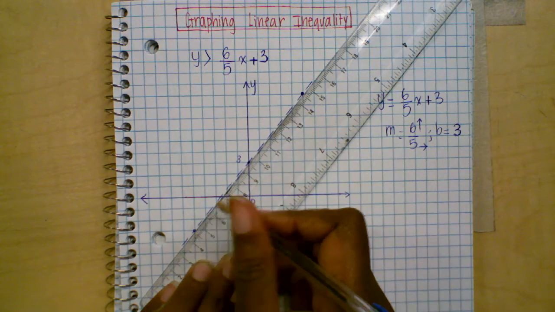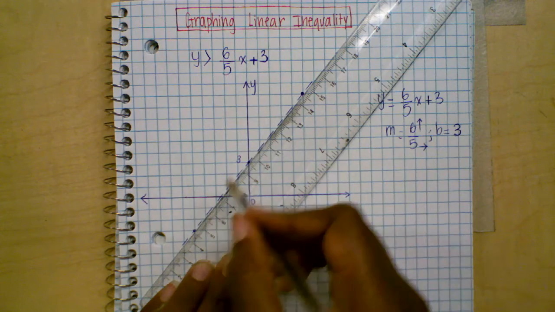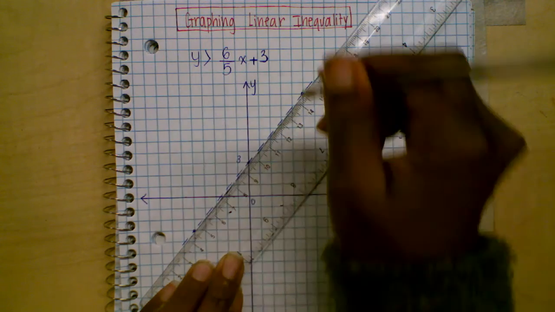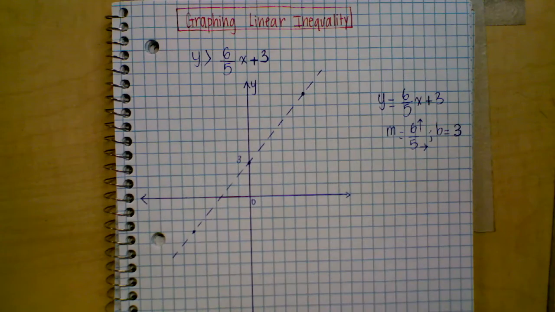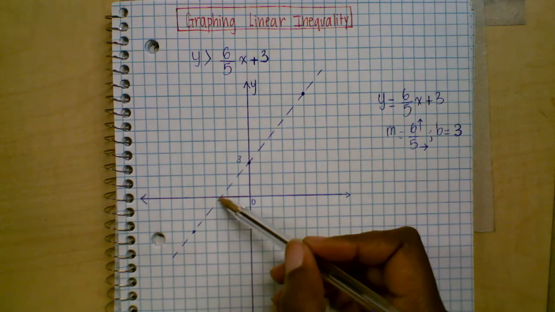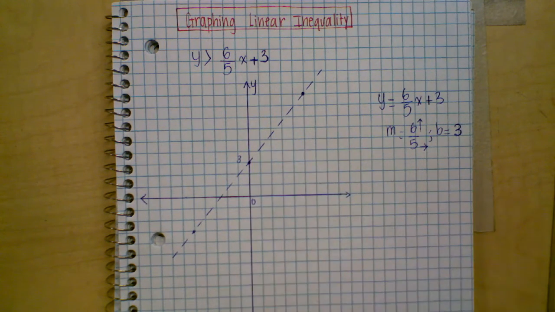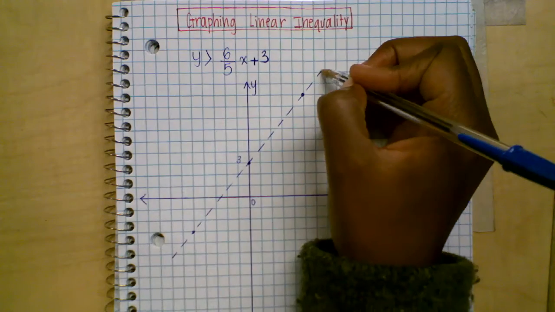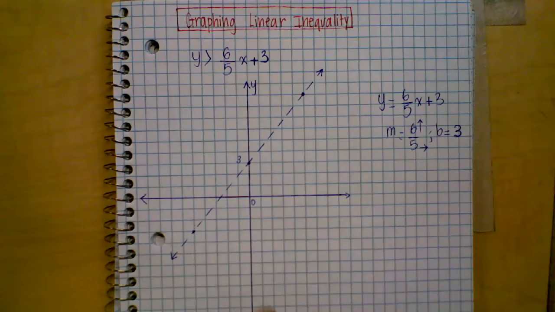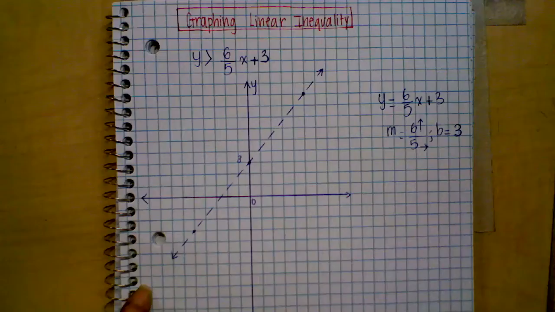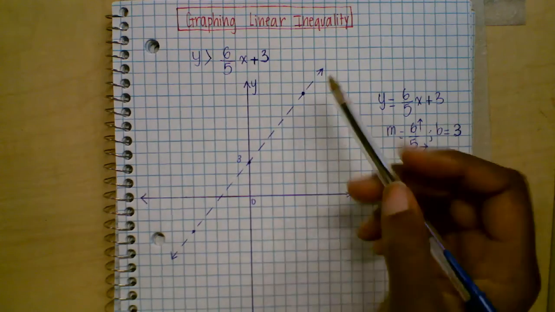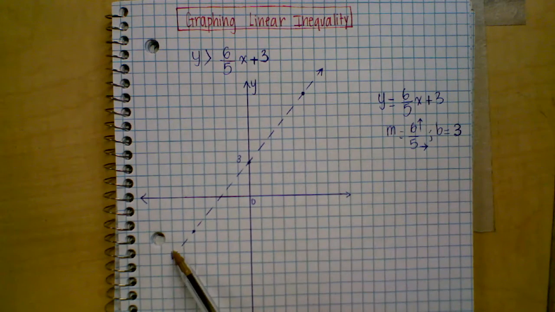Why? Because we don't want to include those other ordered pairs as solutions. So you want to use a dash line for this. It visually shows that the ordered pairs on the line are not part of the solution for these inequalities. I'm going to include arrows on the ends, because the line continues to go on the left and on the right forever, and to represent forever, you use arrows.